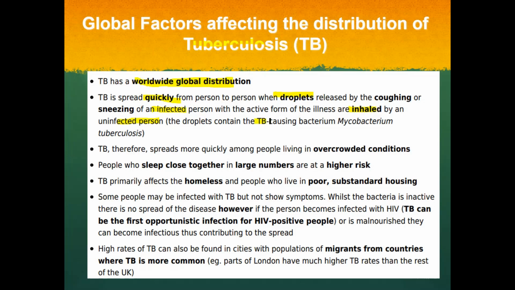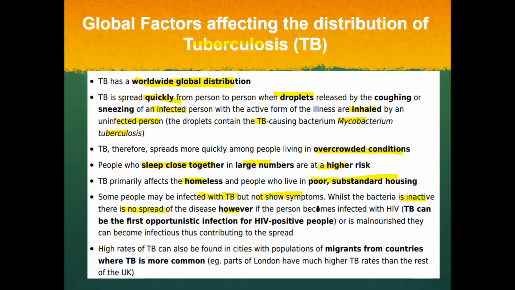The droplets contain the TB-causing bacteria, which is known as Mycobacterium tuberculosis, right? TB, however, spreads more quickly among people living in overcrowded conditions. So again, distance maintenance and isolation are what we have to do to prevent it. People who sleep close together in large numbers are at very high risk. TB primarily affects the homeless and people who live in poor, substandard housing. Some people may be infected with TB but not show symptoms. Again, asymptomatic people are there. So the bacteria is inactive, and the disease is not spreading at all.